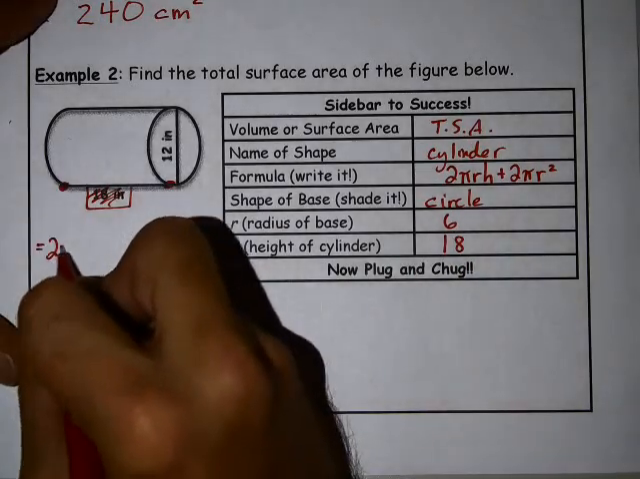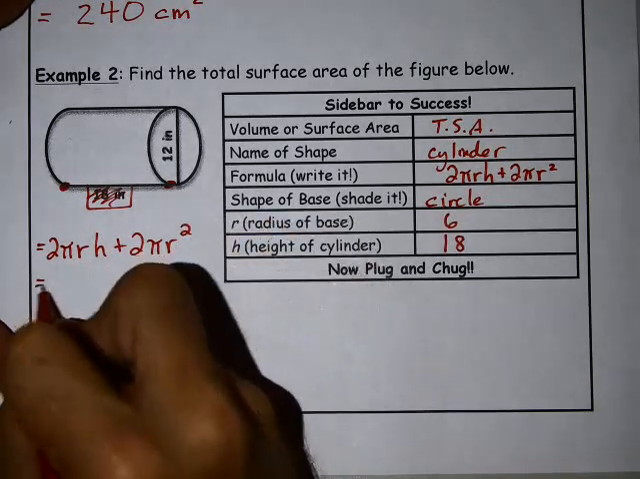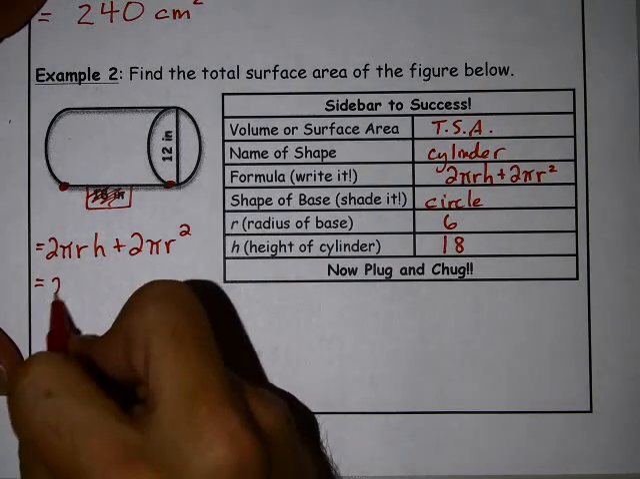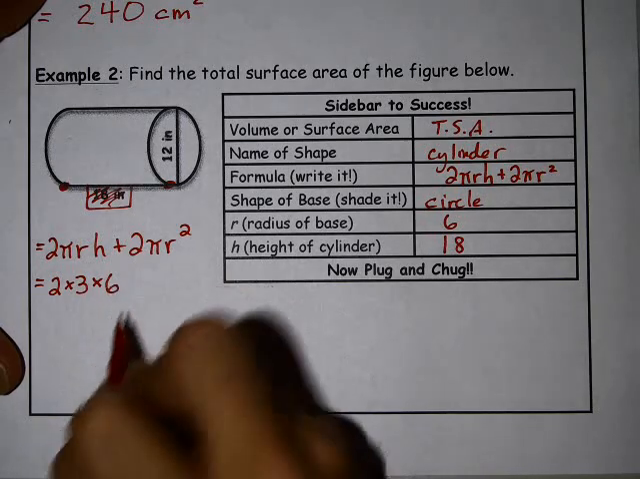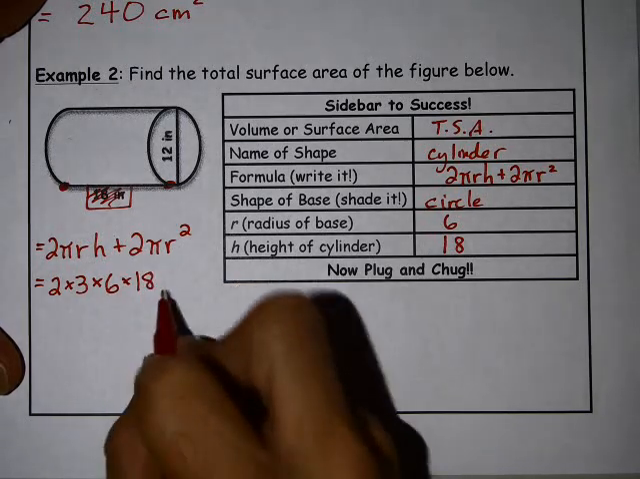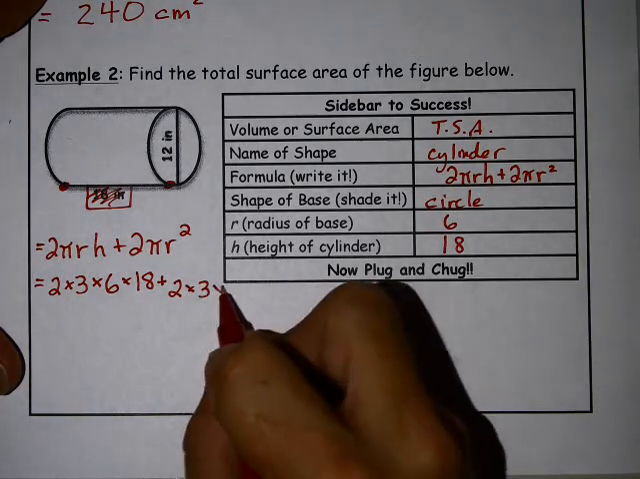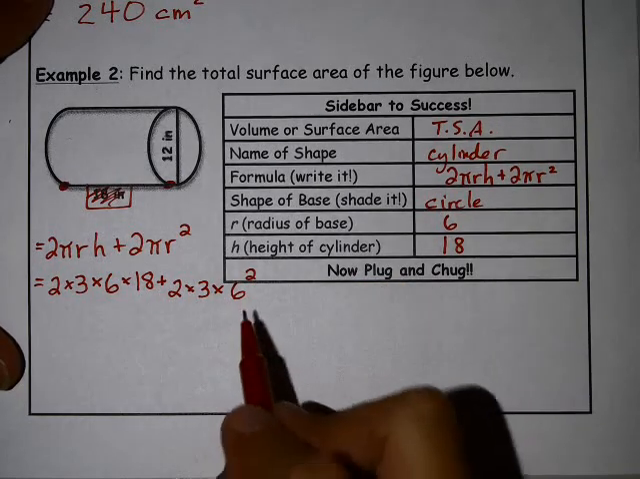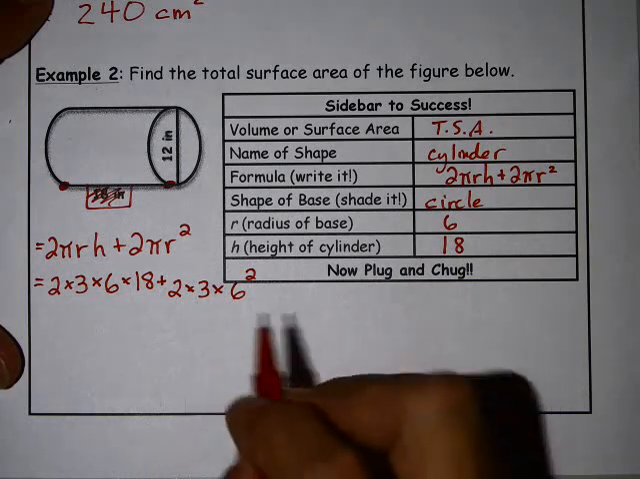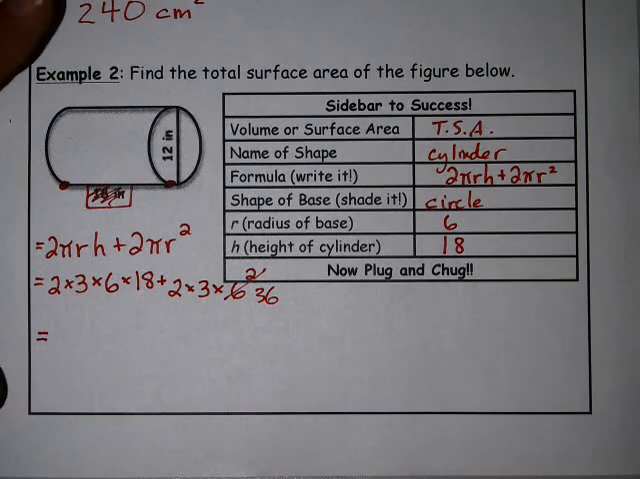Again, we're just going to come over here and write out our formula. And as long as we follow it correctly, we should come up with the correct answer. So 2 times 3 for pi times the radius of 6 times the height of 18 plus 2 times the 3 for pi times radius squared, which was 6. And again, since that has to happen first, you might want to just do that right now. 6 squared is 36. Okay? Now we're just filling in, doing the math and getting through all this work here.